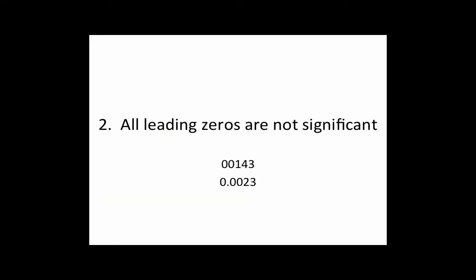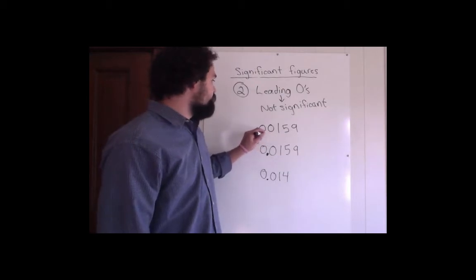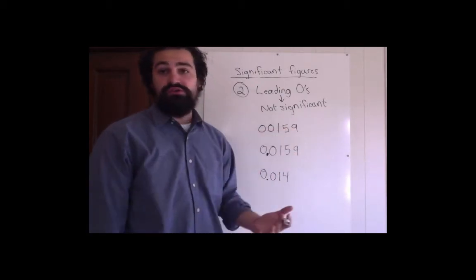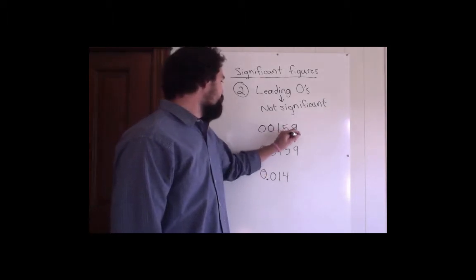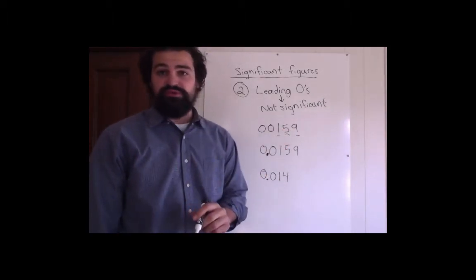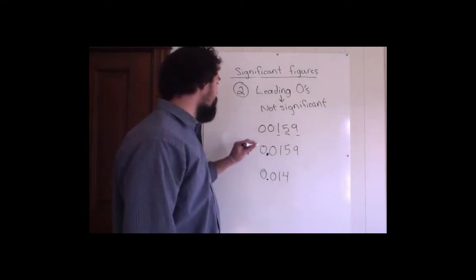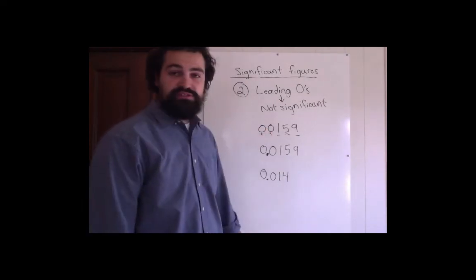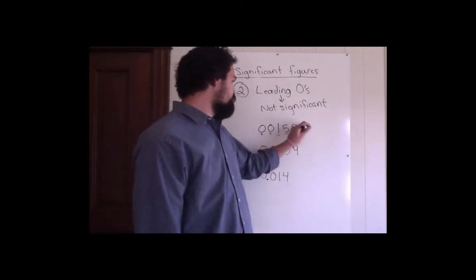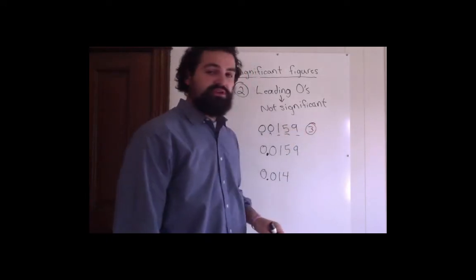Now let's add in rule number 2. Leading zeros are never significant. Let's look at our first one, 00159, or 159 cattle. The 1, the 5, and the 9 are non-zero numbers, so they are significant. However, these zeros are leading, so they are not significant. So that gives us 3 significant figures.